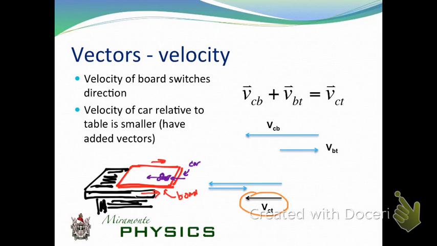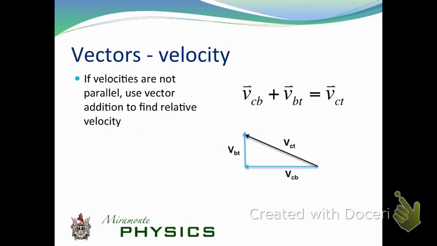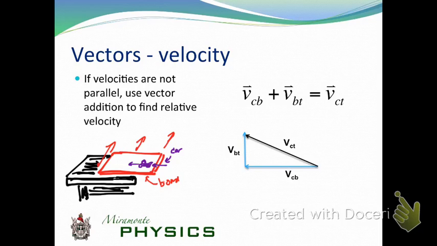Now again, this is sort of one-dimensional, but we can now extend this into two dimensions. So in this case, if we have our same car and board and table, but this time we're going to have the car moving to the left as it always has, but this time the board is going to move perpendicular to the direction of the car. So you have the car moving to the board this way, but then the board is going to be moving in a perpendicular direction. You say, well, what is the velocity of the car with respect to the table?